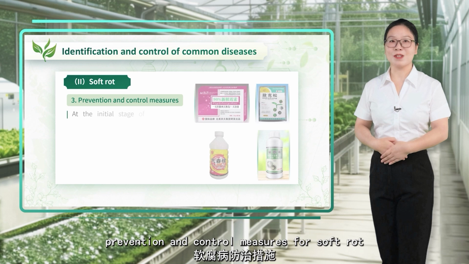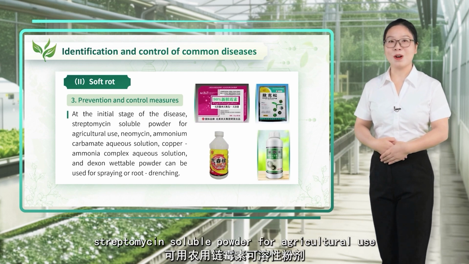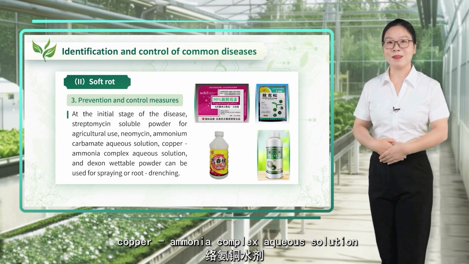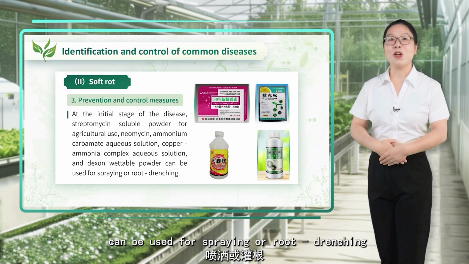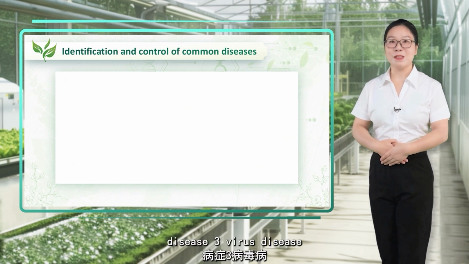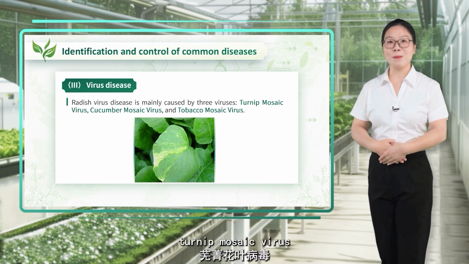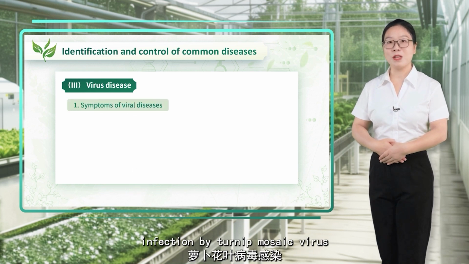Prevention and control measures for soft rot at the initial stage of the disease. Streptomycin-soluble powder for agricultural use, neomycin, ammonium carbamate aqueous solution, copper ammonia complex aqueous solution, and Dexon wettable powder can be used for spraying or root drenching. Disease 3. Virus disease. Radish virus disease is mainly caused by 3 viruses: turnip mosaic virus, cucumber mosaic virus, and tobacco mosaic virus.